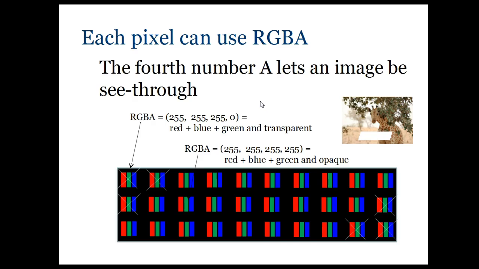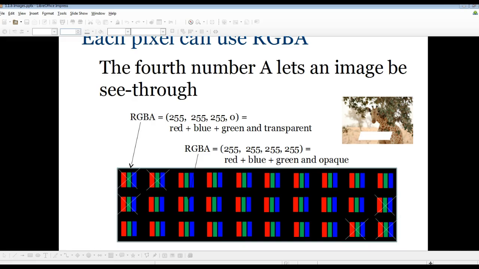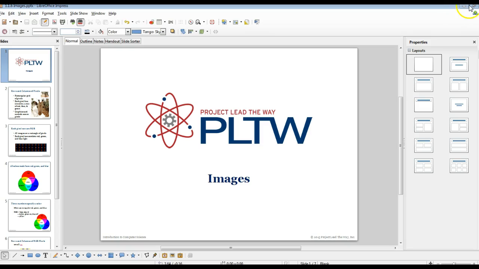But we're going to be using PNG images, which do support alpha, and they support transparent pixels and see-through. There are other file formats that do as well. GIF files also support transparent images. So this fourth number, the higher you turn it, the less transparent that pixel becomes. So that's just an overview of how that works.